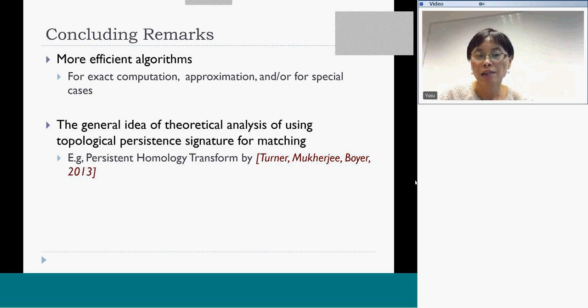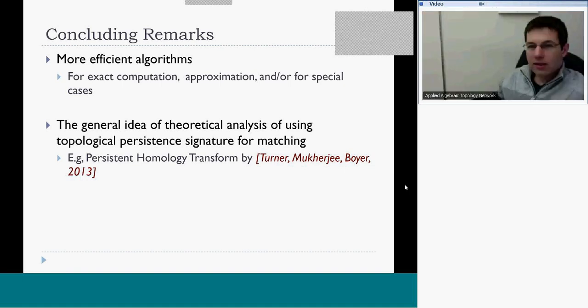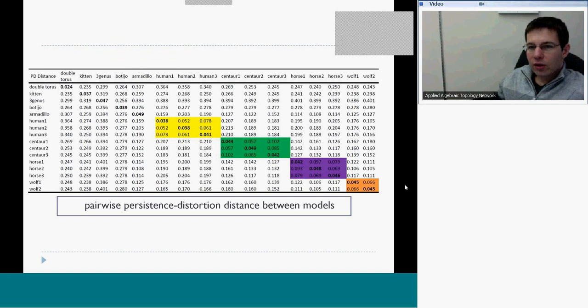I'll start, Yusu. In the beginning, in your stability theorem, there was a factor of 6 between the persistence distortion distance and the Gromov-Hausdorff distance between two of these graphs. Is that factor of 6 sharp?